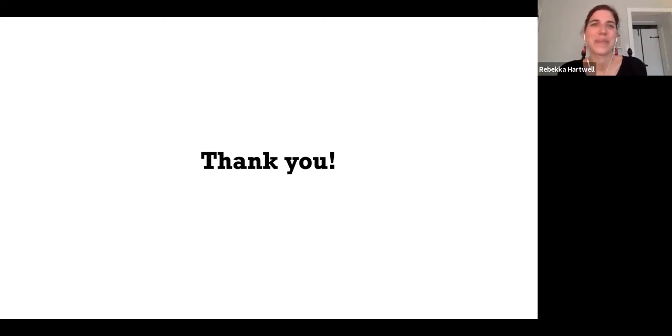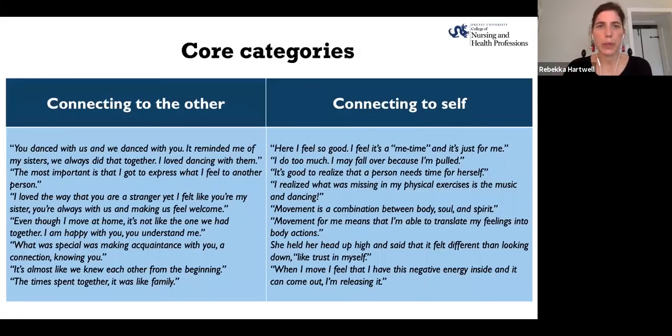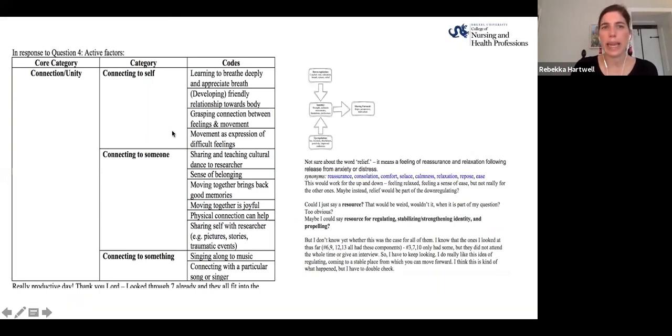There's another question in the chat. When creating the theory, do you use the data to support the connections you make between the core categories? Yes, absolutely. So the data is really like, maybe I can go back to even here. I wasn't really there yet, but here I had my codes, connecting to self, connecting to someone. I also had connecting to something, but I took that out later. And for each one of these codes, I had a ton of quotes that really confirmed the codes.